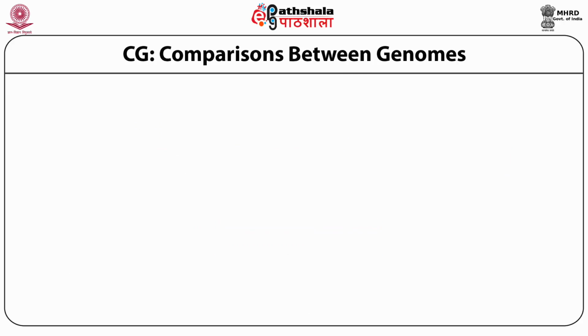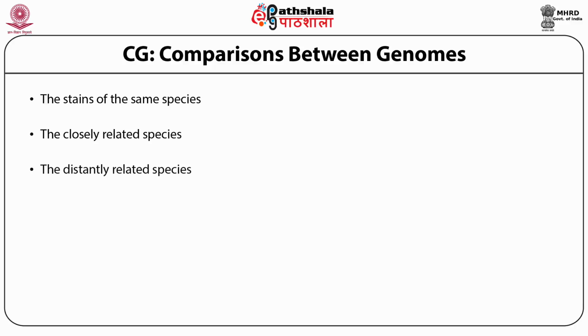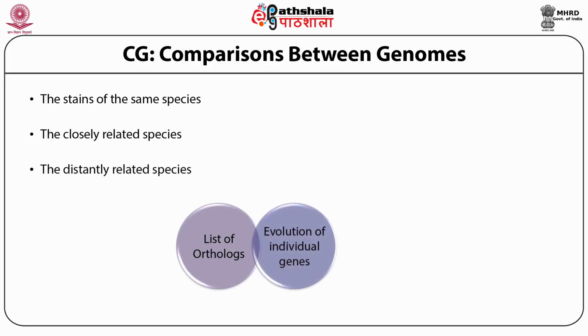We discuss the comparison between genomes. Strains of the same species may have different types of genes, and of course many of the genes are similar. Then how closely related species and distantly related species compare, like the list of orthologues, evolution of individual genes, and evolution of organisms.